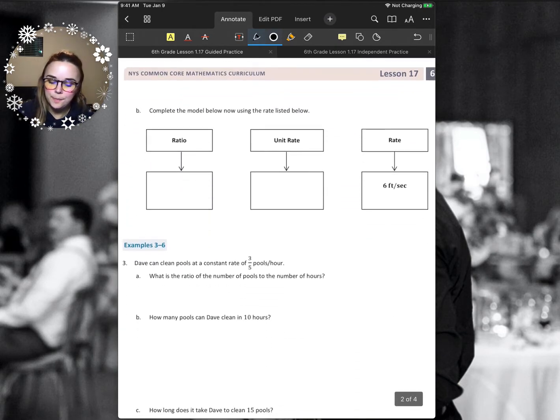On our next page for B, we have that same setup again, but this time we have a rate of 6 feet per second. So our unit rate is going to be 6. We're going to work backwards here. For our ratio, we have a bunch of options, right? We can say something as simple as 6 to 1, or we could make it a little more complicated, say something like 12 to 2, or 60 to 10, any ratio, as long as it's equivalent to 6 to 1.